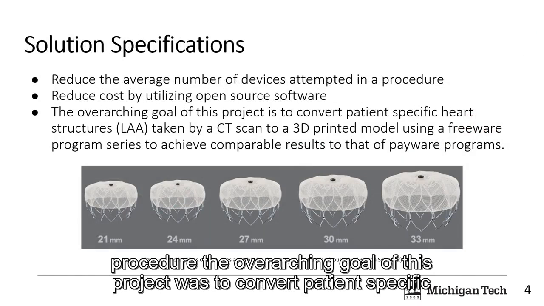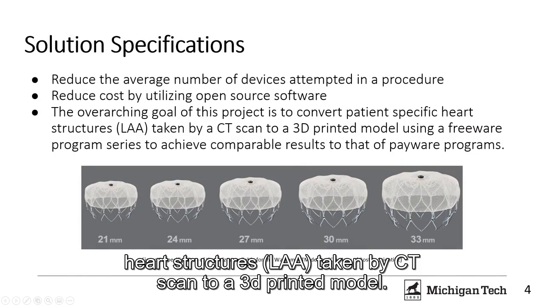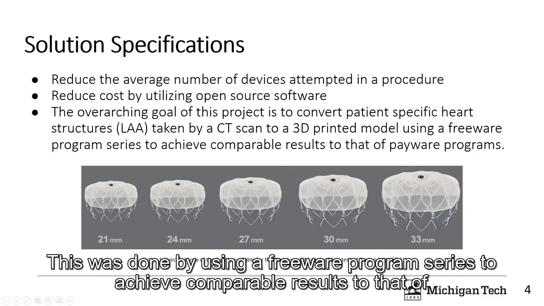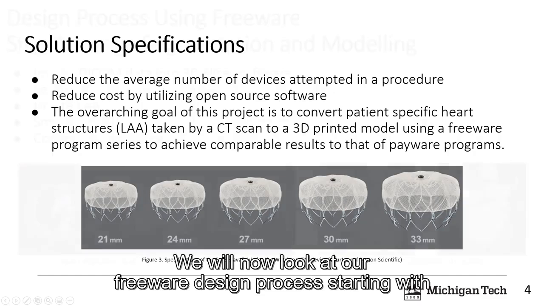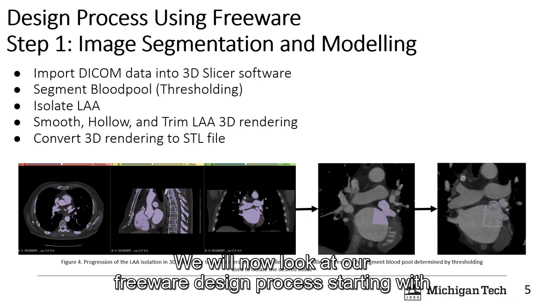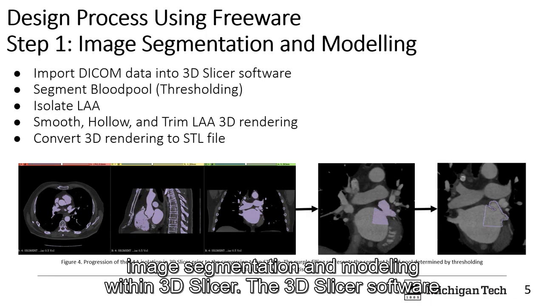The overarching goal of this project was to convert patient-specific heart structures, the LAA, taken by CT scan to a 3D printed model. This was done by using a freeware program series to achieve comparable results to that of payware programs. We will now look at our freeware design process, starting with the image segmentation and modeling with 3D Slicer.